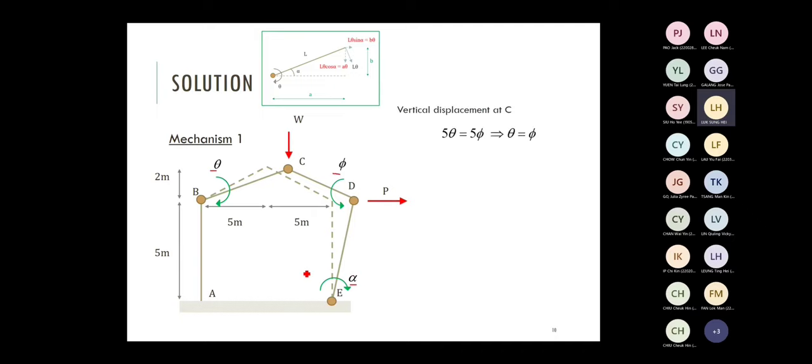For this kind of frame with inclined member, there are 2 special displacements that are really helpful to solve this problem. The first one is the vertical displacement at point C. Point C is here. Maybe I call this delta CV, the displacement at point C along the vertical direction. Delta CV can be expressed in terms of member BC or member CD, the left-hand side member or the right-hand side member. So that will help you to correlate the 2 angles, theta and phi.